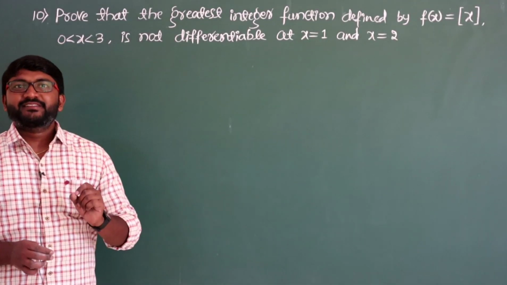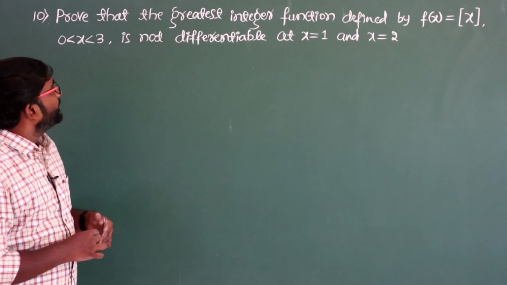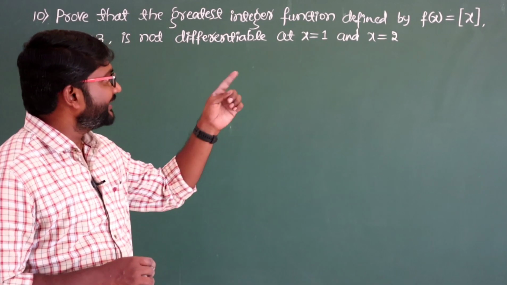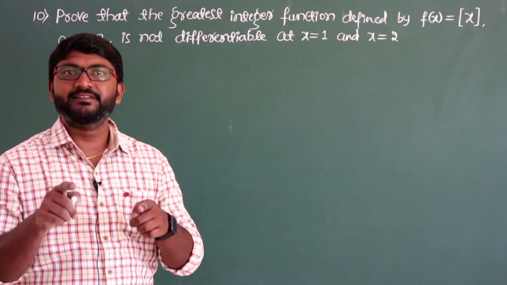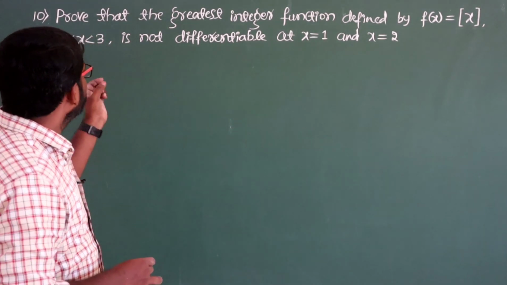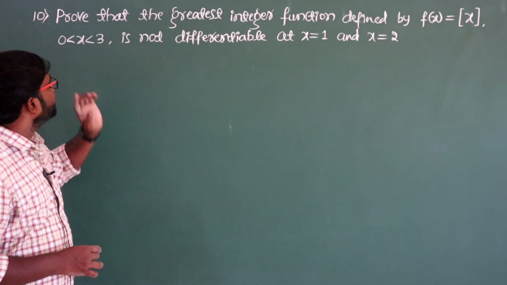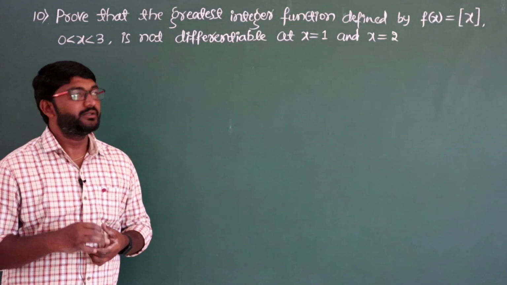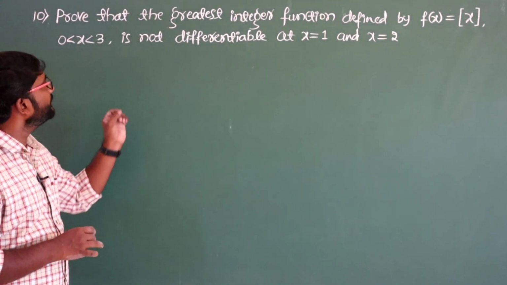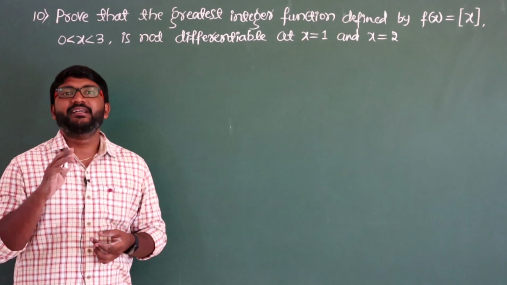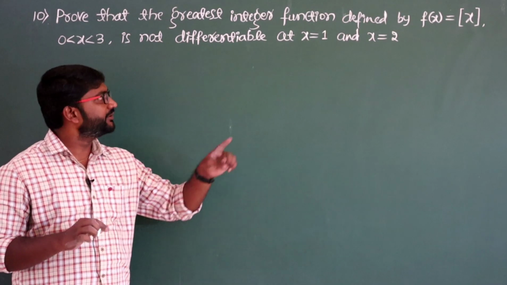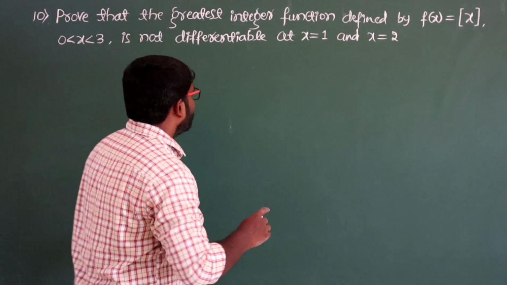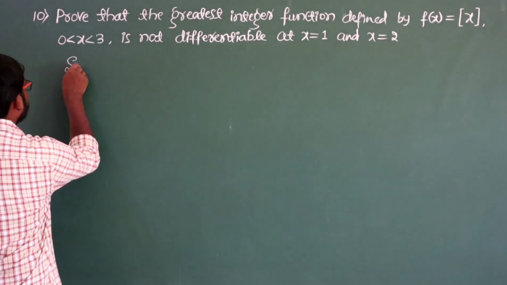Well, the last question of exercise 5.2 is question number 10. Prove that the greatest integer function defined by f of x equal to greatest integer x, that is, square bracket x, which should be read as greatest integer x, where x is greater than 0 and less than 3, is not differentiable at x equal to 1 and at x equal to 2. So they have given the function and we have to prove that it is not differentiable at x equal to 1 and at x equal to 2. I will do the case x equal to 1 and you will have to do the x equal to 2 case. So let us go ahead with the left hand derivative and the right hand derivative.